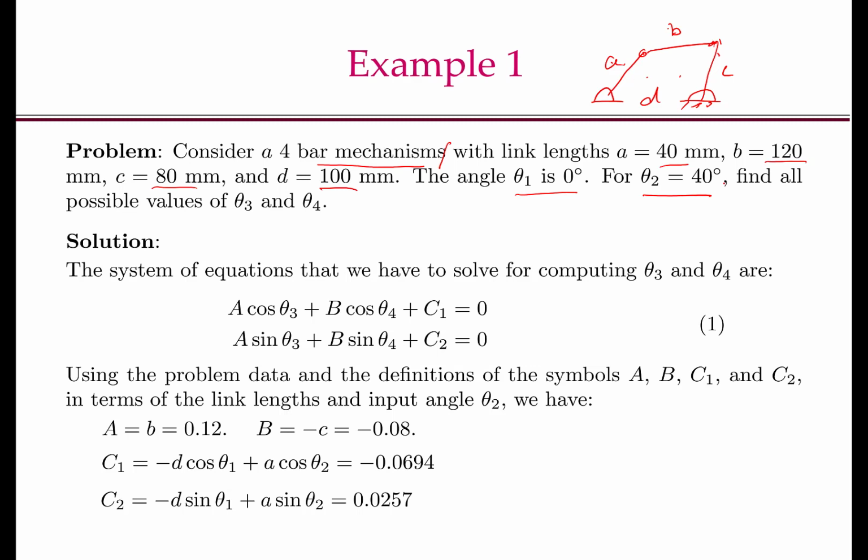As we said, to compute theta 3 and theta 4, we have to solve two equations of this form here, and A, B, C1, C2 are dependent only on the link lengths and the angles theta 2 and theta 1, which are known. A is equal to 0.12 meters, B is equal to minus C is minus 0.08 meters, C1 and C2 we can obtain from the expressions given here. So in fact, from the problem data, we know all the constants A, B, C1 and C2.